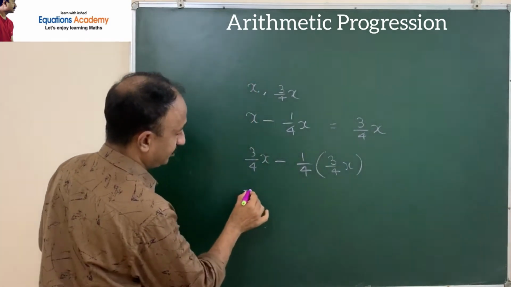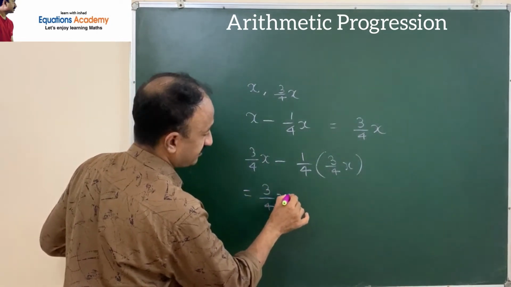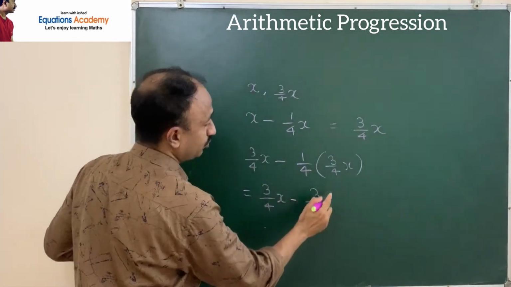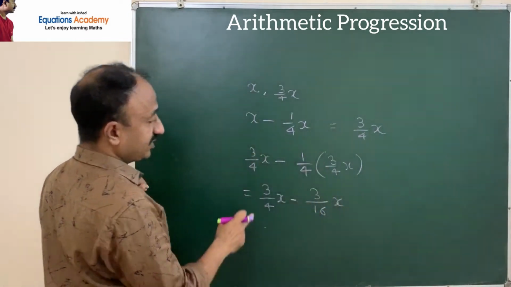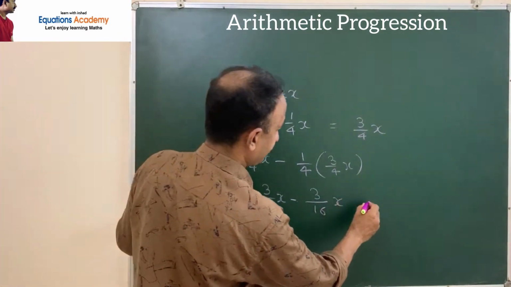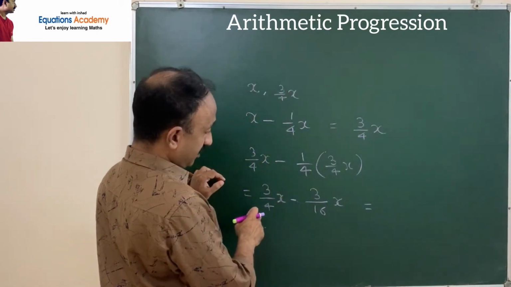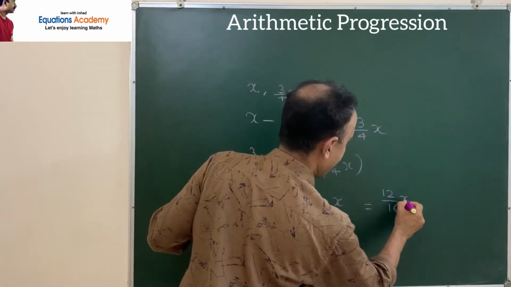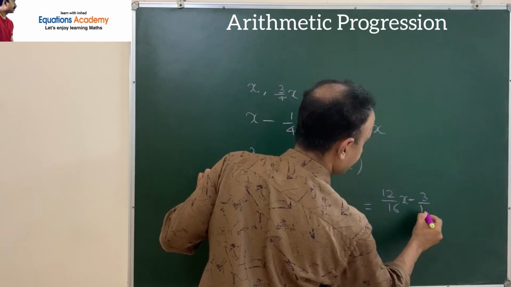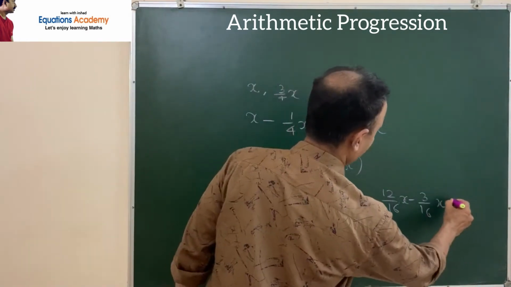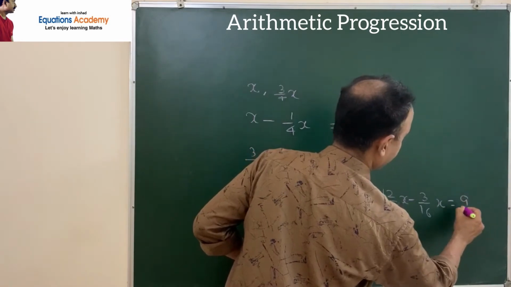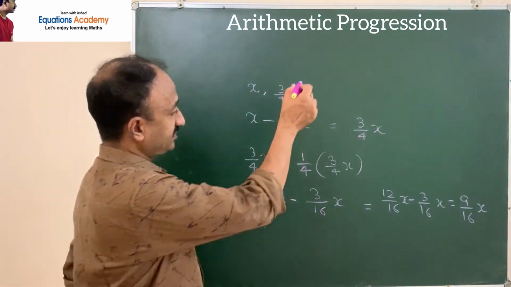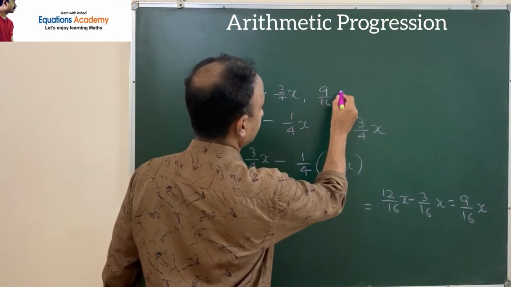3/4 x minus 1 into 3, 3 divided by 4 into 4 is 16, so 3/16 x. 3/4 x minus 3/16 x. If we make the denominator equal, 3 into 4 is 12/16 x minus 3/16 x. This is equal to 12 minus 3, it is 9/16 x. This is the third quantity, 9/16 x.